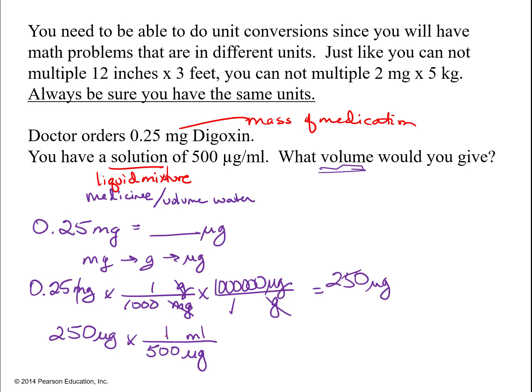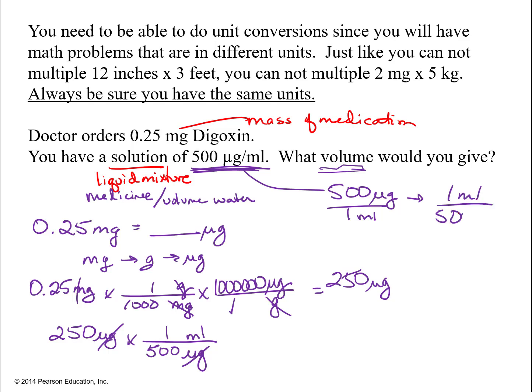I could flip that when setting it up, because then it's going to show you that micrograms and micrograms will cancel. Does that make sense? So this is what I'm using, okay? If you have a solution and there's 500 micrograms per milliliter, so this is 500 micrograms per 1 milliliter, do you see that I could flip it and it would be saying the exact same thing, 1 milliliter over 500 micrograms? So you could flip it, that's what I'm using down here.